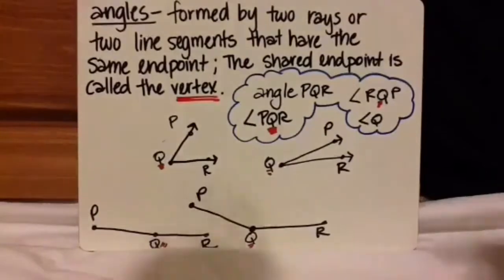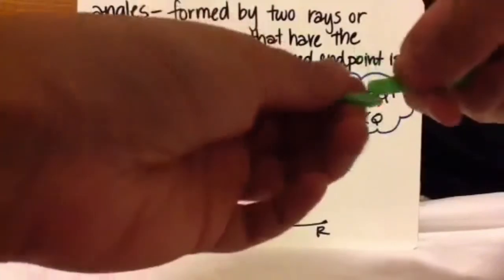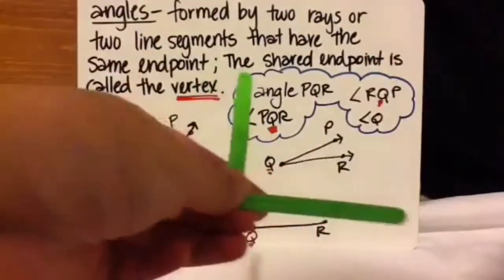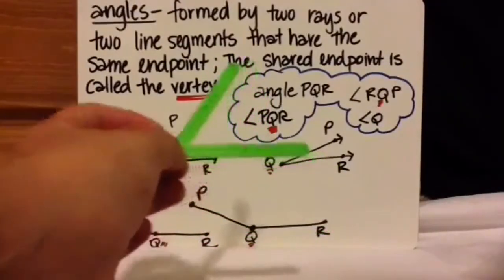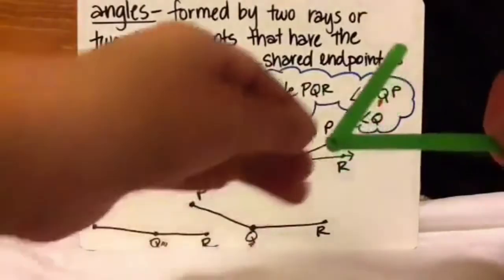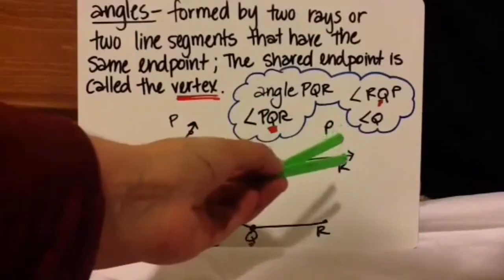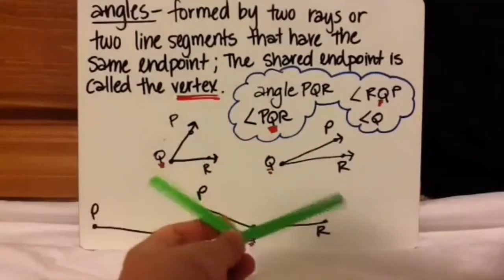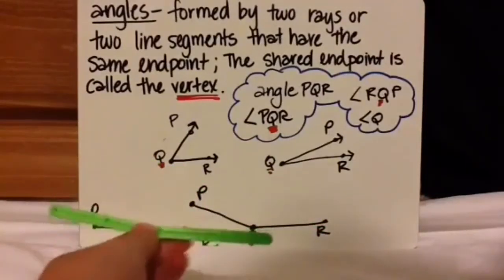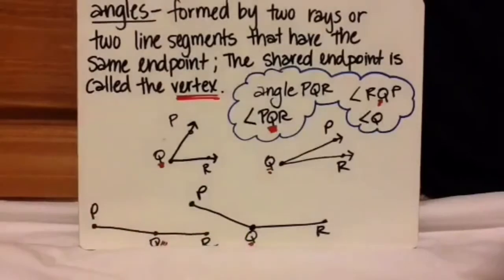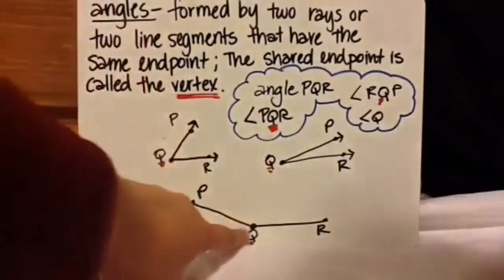So again, it is 2 rays connected, or 2 line segments that share the same endpoint. If these are my 2 rays or line segments and they have the same endpoint, the endpoint is called a vertex. This would be the vertex, right here. Or the angle could be much smaller, or very wide open, like that. Notice the Q is where the vertex is.